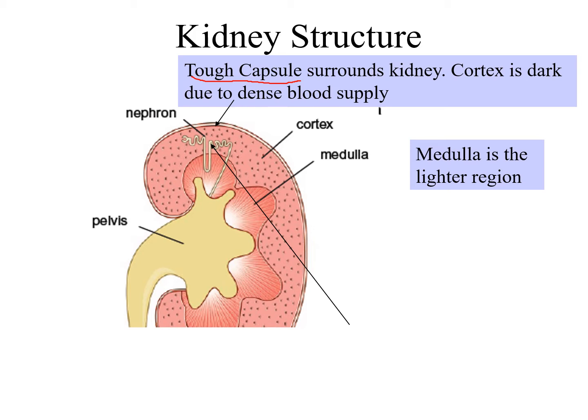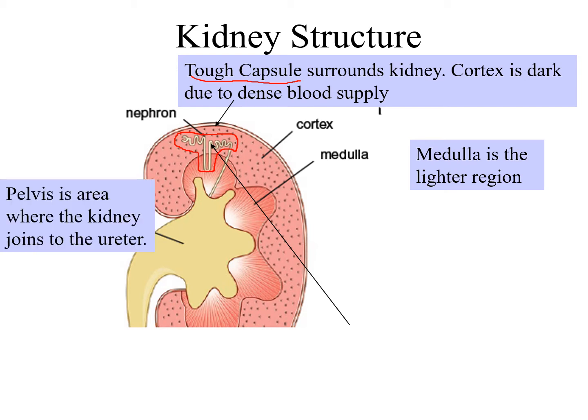Now we'll talk about this. This links to this structure called the nephron here. Each individual working part of the kidney is called a nephron, and it covers both layers of the cortex and the medulla. Try and always remember this: the cortex is always an outer layer, and the medulla is always an inner layer.